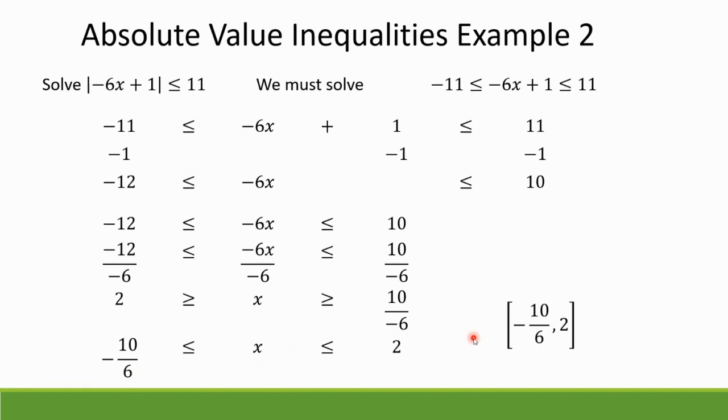So our solution set is an interval from -10 over 6 to 2. We have square brackets though, because these inequalities are not strict inequalities. So we have -10 over 6 to 2. Okay, and again, you only turn the inequality around when you multiply or divide by a negative. Here we subtracted, but we did not change the inequalities. Are there any questions on this?